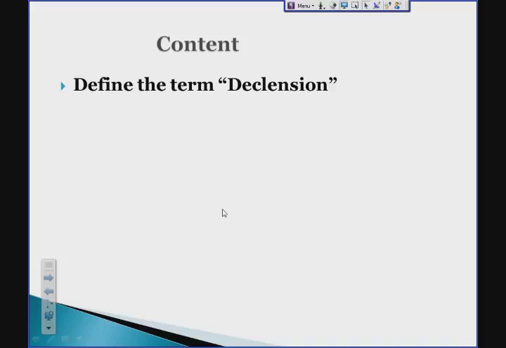Okay? So, but then, before we get to that, I seek here to help you define the term declension. What is a declension?